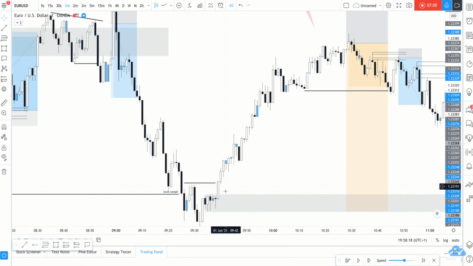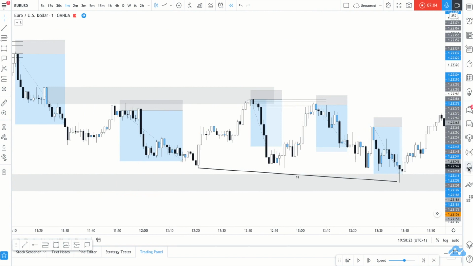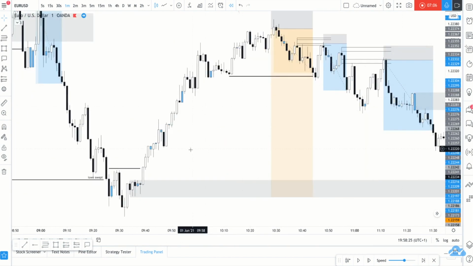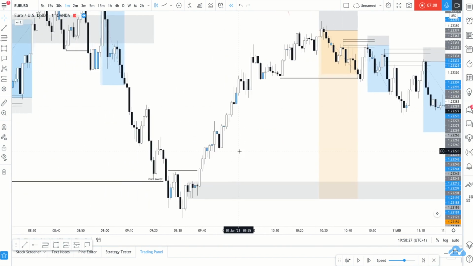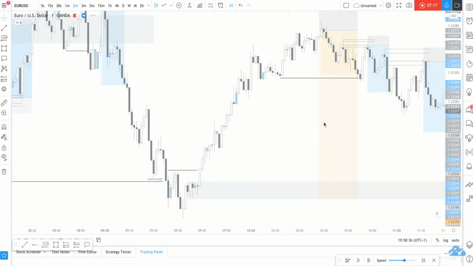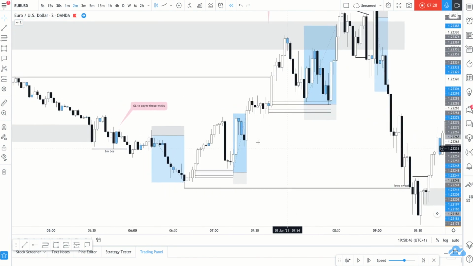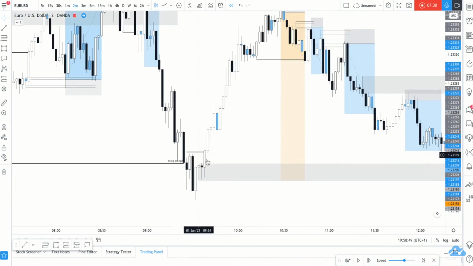this broke structure, but didn't come back down to this area until over here. So yeah, you would probably have to wait. But I couldn't find any more entries on here, like on the 1 minute or the 2 minutes, to be honest. Sorry about that. Okay, where was I?